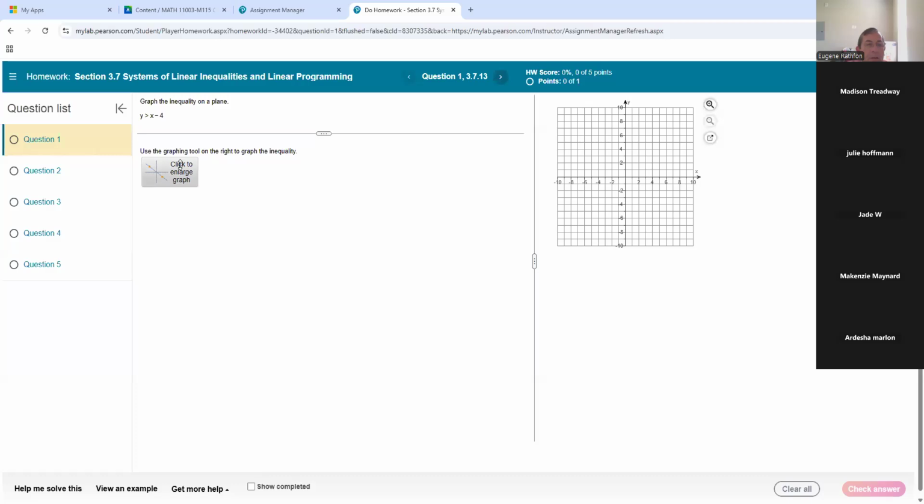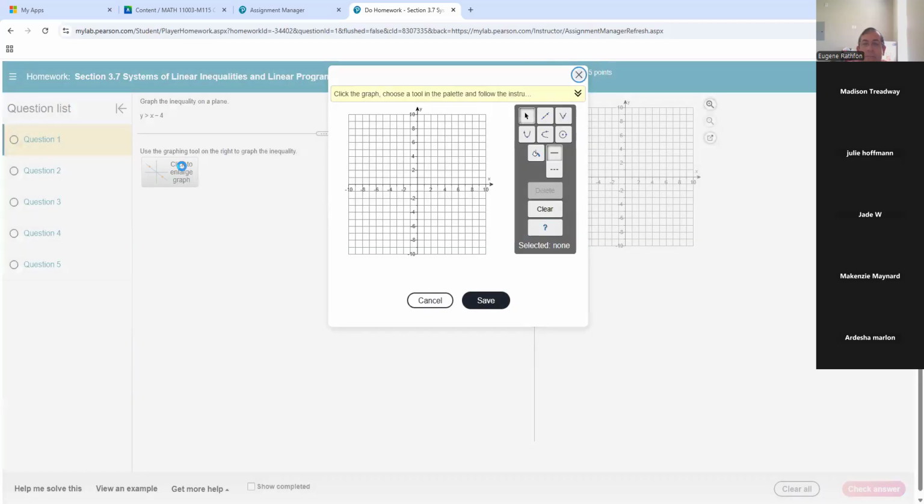I'm going to click to enlarge my graph. I'm going to grab the line tool. Now remember, I have a dashed line, so you see this paint can. On the right side, it's got the solid line by default. I need to go down and click the dash line. So now I got the dash line picked, the line tool picked. I'm going to go plot 0, -4.